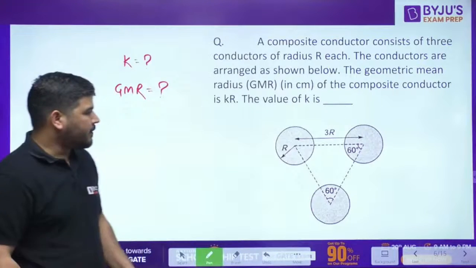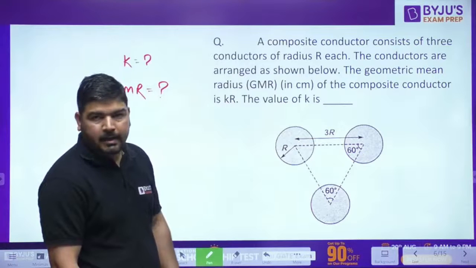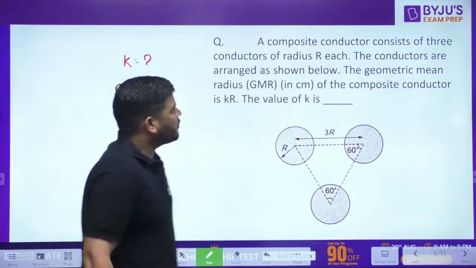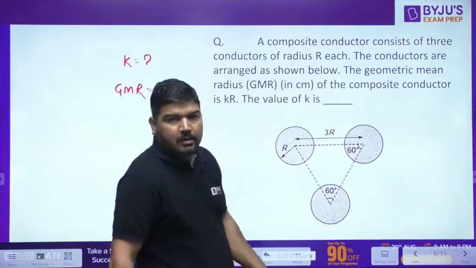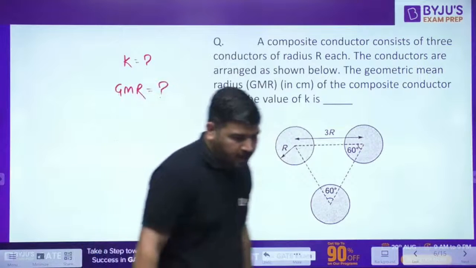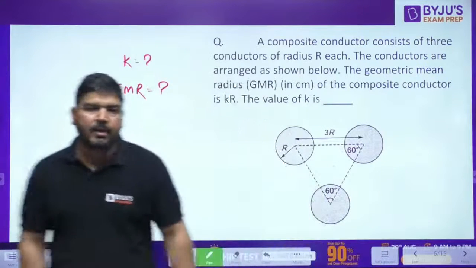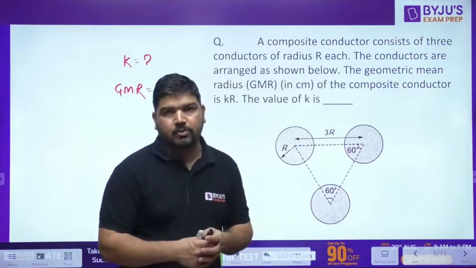This question is very easy. You have 3 strands in a composite conductor. Now I need to calculate the GMR in centimeter, and GMR is k into this capital R. We need to calculate this value of k. Tell me, guys, how to calculate GMR, geometric mean radius. The geometric mean radius means you have to write the self distances.